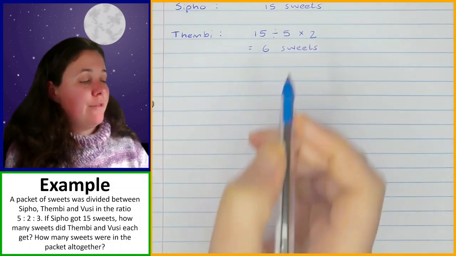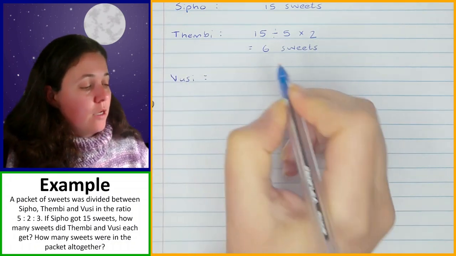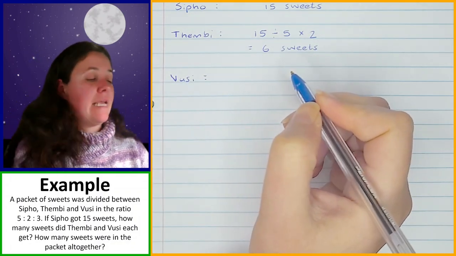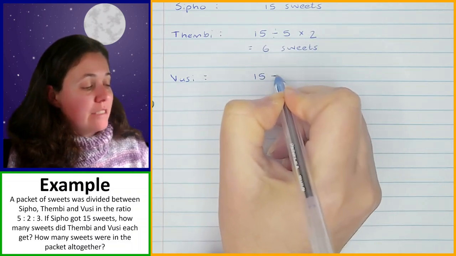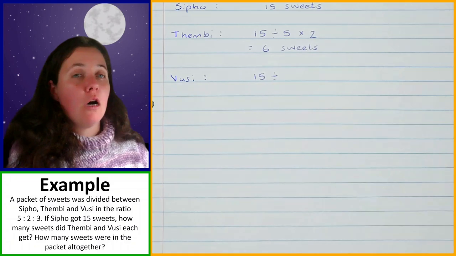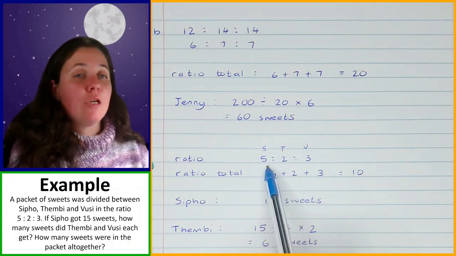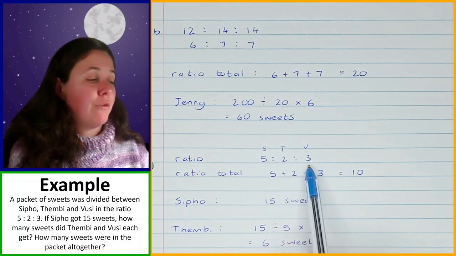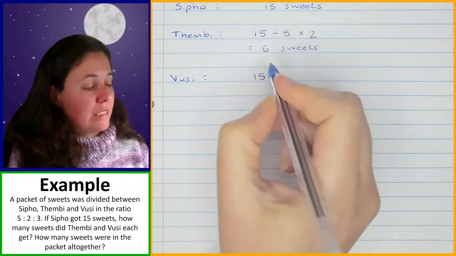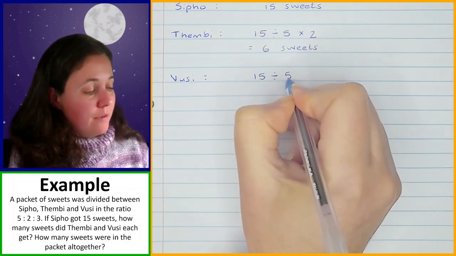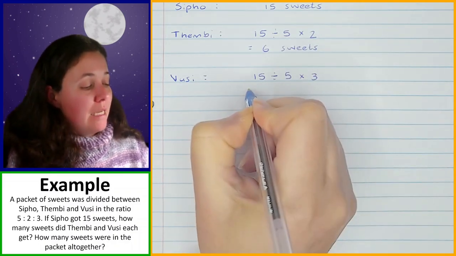Now we're going to do the same thing for Busi. Again, we're going to take Sipo's number of sweets, which is 15, and divide it by Sipo's part of the ratio, which was 5. Then I'm going to multiply it by Busi's part of the ratio, which is 3. So I take 15 divided by 5, and this time I'm multiplying by 3 for Busi. And then I'm going to simplify that.